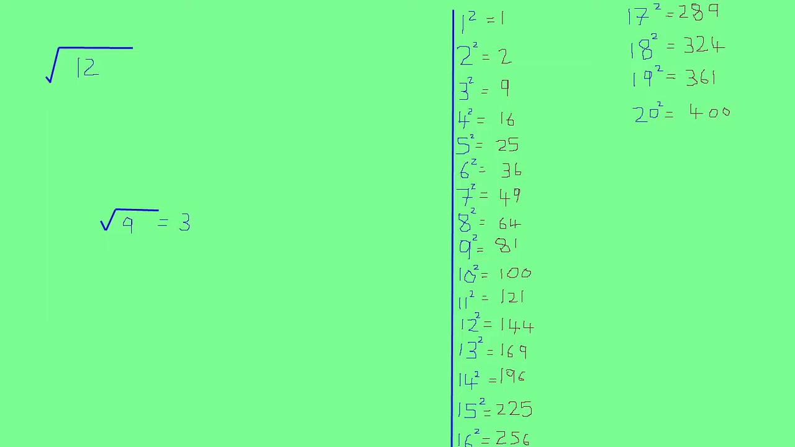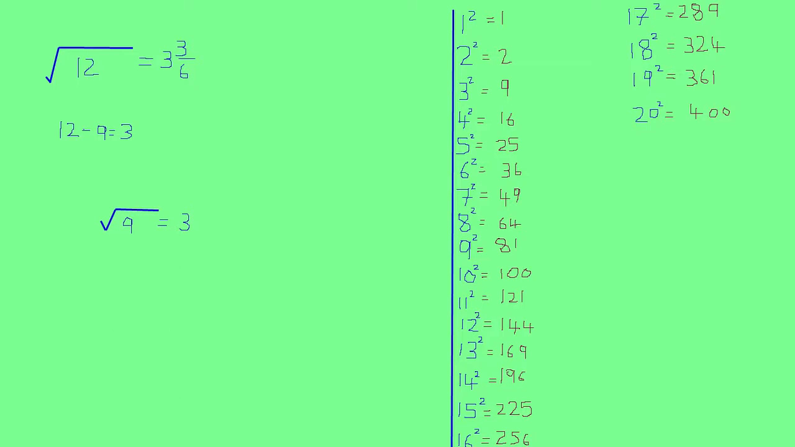So for the square root of 12, we got 3 as our whole number. To work out the numerator, we take away 12 from 9. 12 from 9 equals 3, which is our numerator. To find the denominator, in this case, we double the whole number 3. And we got 6 from doubling it. We got 3 over 6 for the answer.